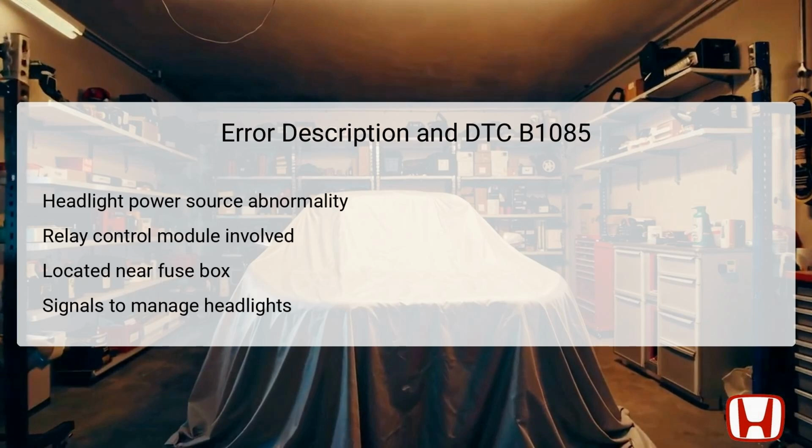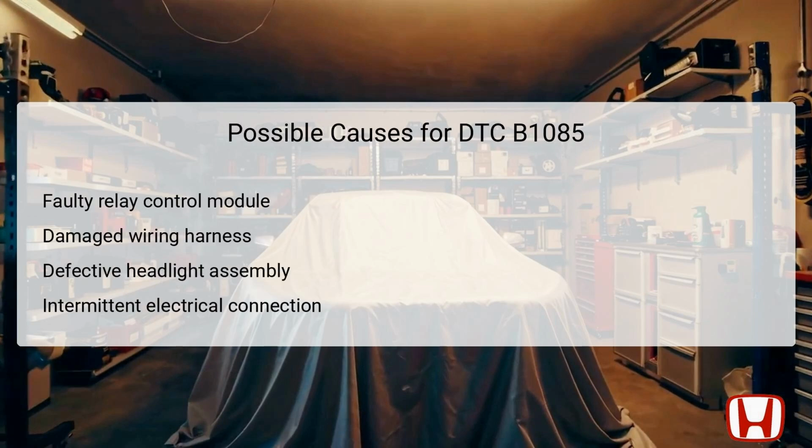In the event of an anomaly in power sourcing or signaling, this DTC is triggered, necessitating thorough diagnostic checks to pinpoint the issue. The integrity of the electrical connections and modules directly impacts the vehicle's lighting systems, thereby influencing operational safety during night driving. Identifying the possible causes of DTC B1085 is critical in the troubleshooting process.